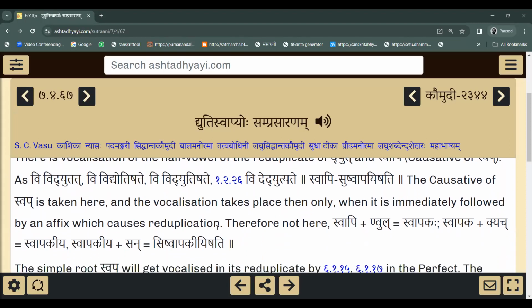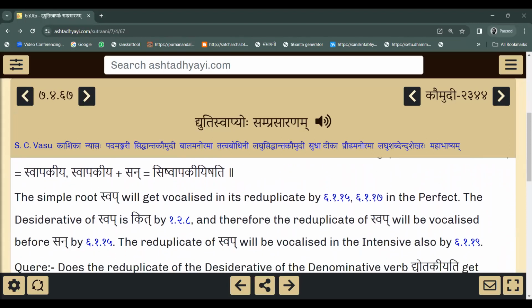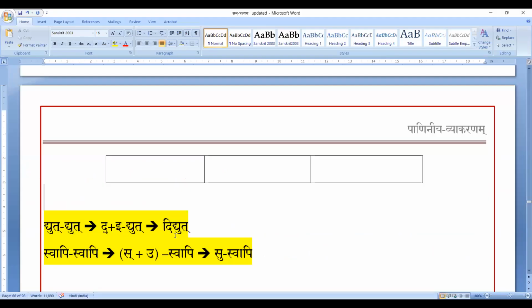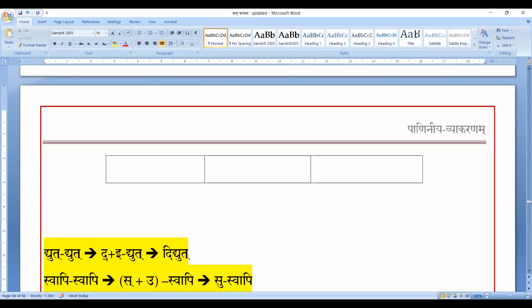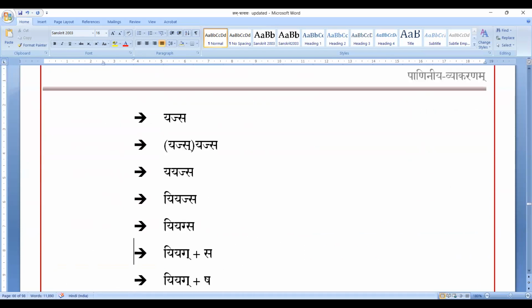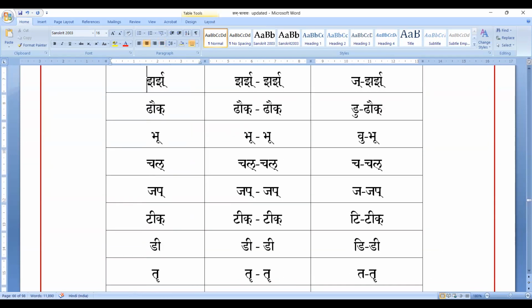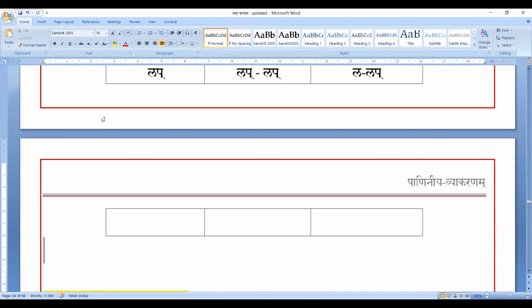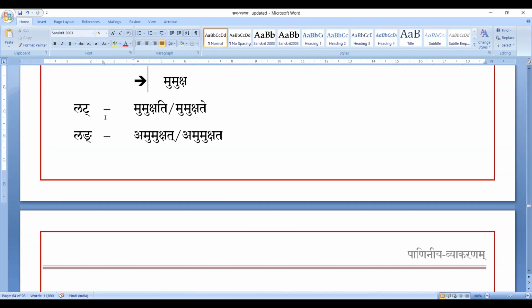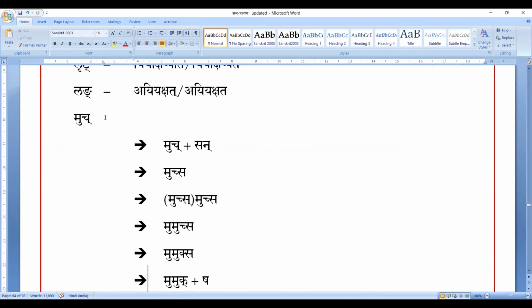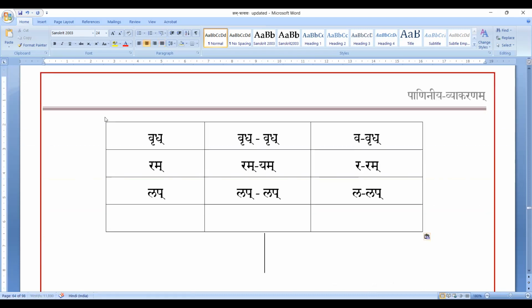Sushvapayishyati, causative form. Right? So swap dhatu, nijanta swap dhatu, and dyut dhatu will undergo samprasaranam. Abhyasasya samprasaranam bhavati. This is the sutra. You can note 7467. And Sanyataha. For that, I will do some examples. That is the last one that will stop. Sanyataha, like the examples we have seen before. Akarantasya abhyasasya ikaradeshaha.